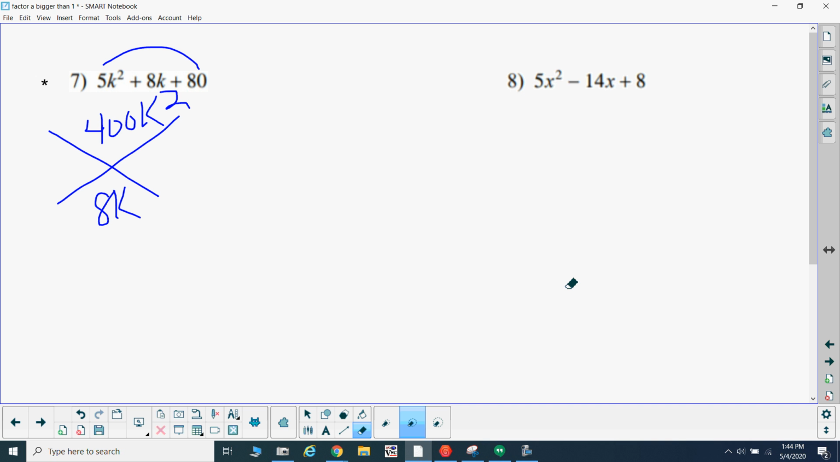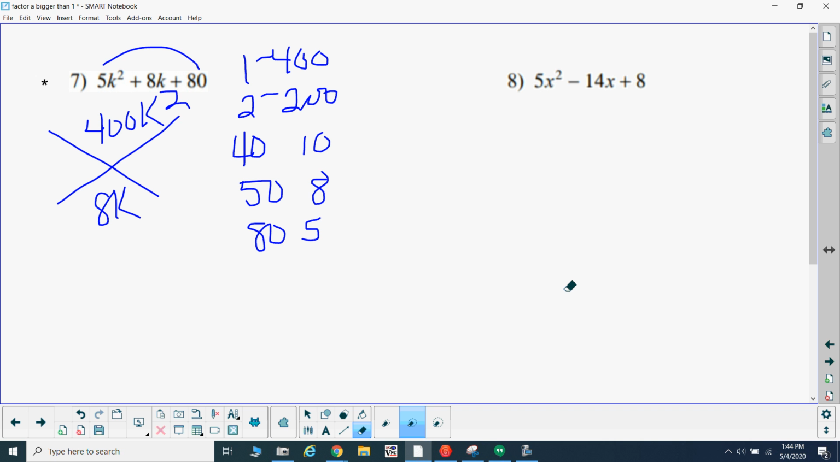So let's just talk about what my options are. I have 1 and 400. Well, they're not going to add up to give me 8. 2 and 200. Obviously, I'm going to need numbers that are closer together in size if they're going to add up to be 8, but that's not even close because I can't have anything in the hundreds. So let's say 40 goes in there 10 times, still doesn't add up to be 8. 400 divided by 50, 50 and 8, 400 divided by 80 is 5.